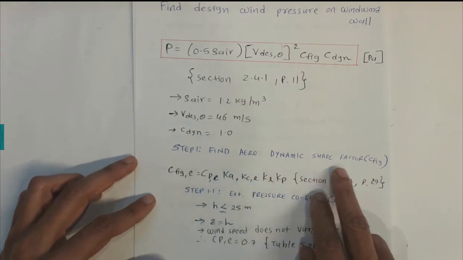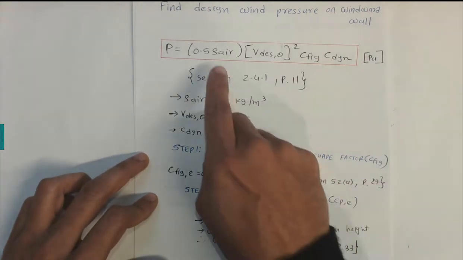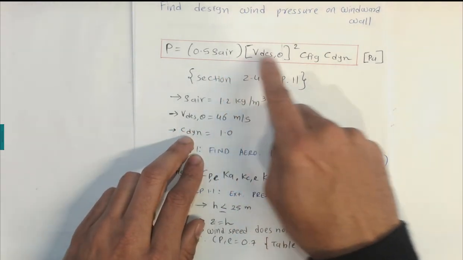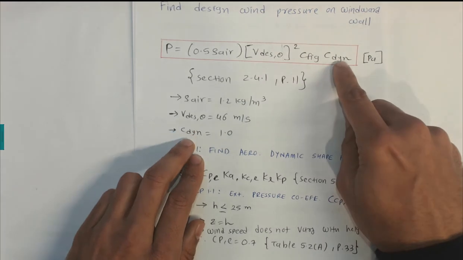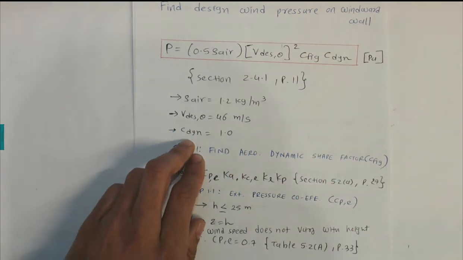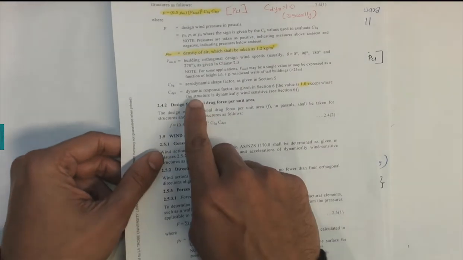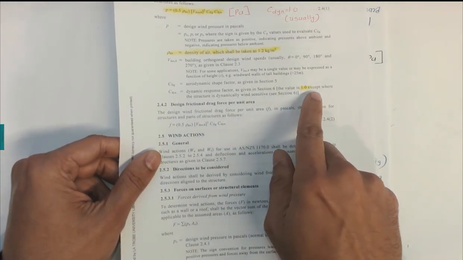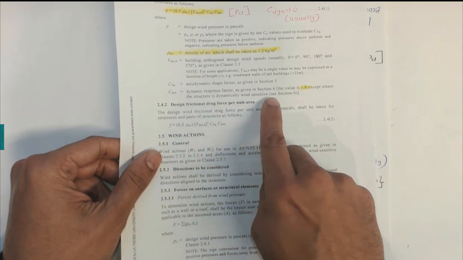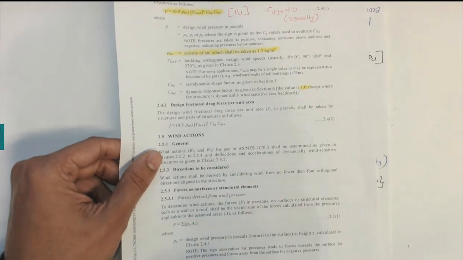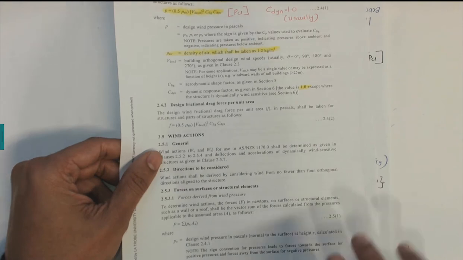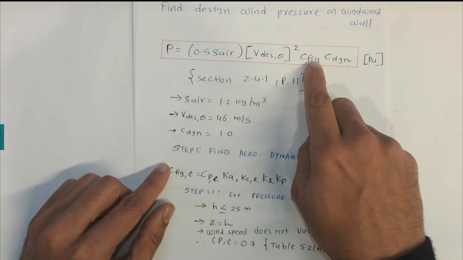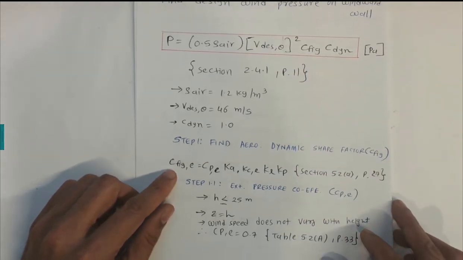Then we need to find the aerodynamic shape factor, C fig. We know the 0.5, we have the density of air, and we know 46. The dynamic factor is 1 because it's given here: dynamic response factors, as given in section 4, should be 1 except where the structure is dynamically wind sensitive. We haven't been given any detail that the structure is dynamically wind sensitive, so we take the dynamic factor as 1. We just need to find this aerodynamic shape factor, C fig.